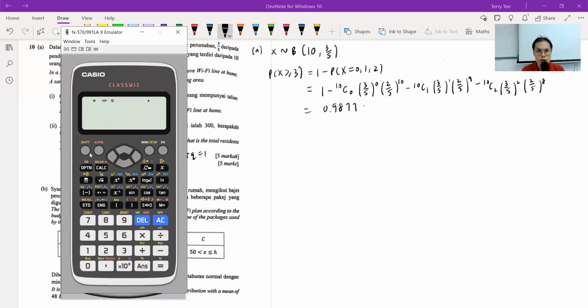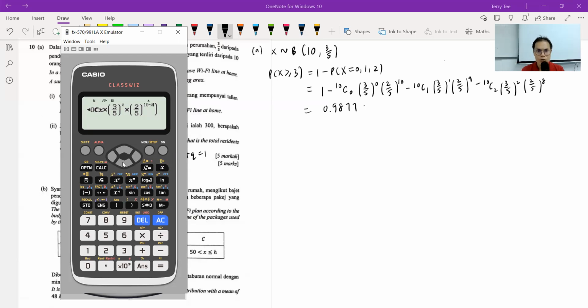You can press Shift Sum. Key in the general formula. Your n is 10. Shift C, C is this one. X is an unknown. Multiply by P, 3/5 power X. Then you multiply by Q, 2/5 power 10 minus X.